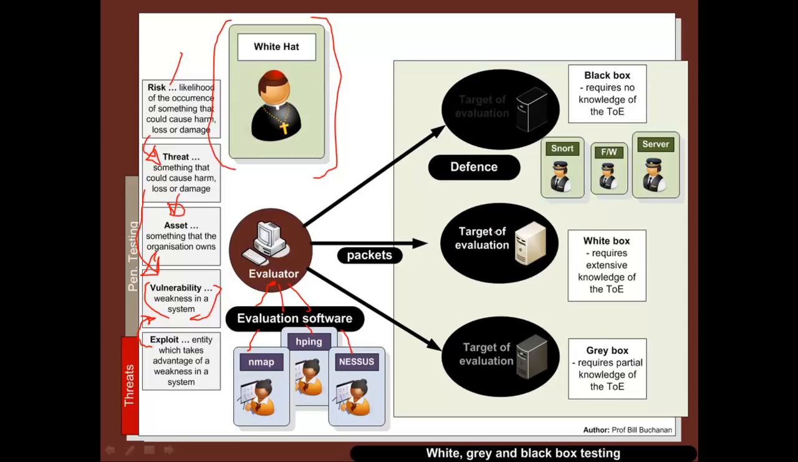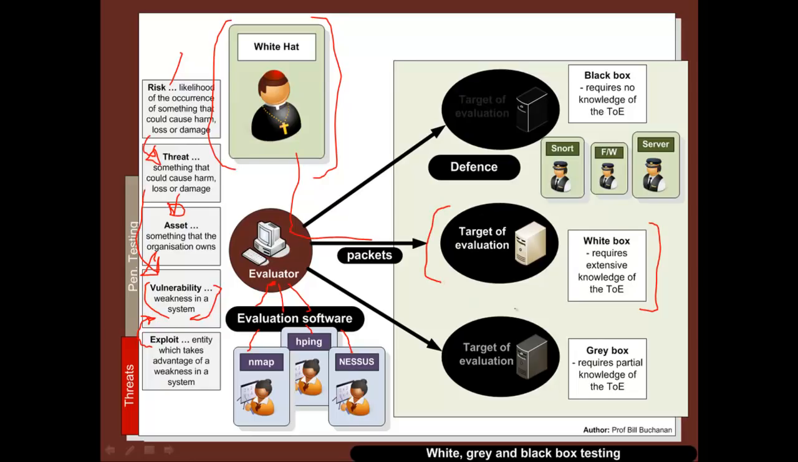So they're typically a target of interest, so it might be a server, it might be a whole network infrastructure, or it could even be firewalls. And the white hat will then craft packets which will be able to assess the target of evaluation. This can include a white box test, and this is where there is extensive knowledge of the target of interest.